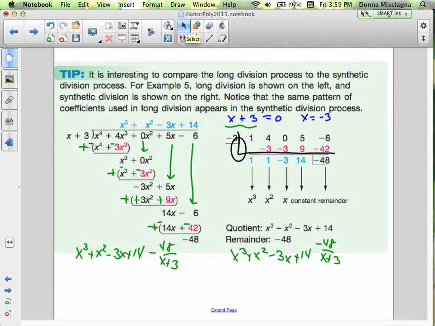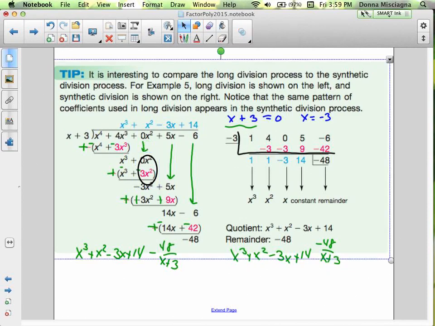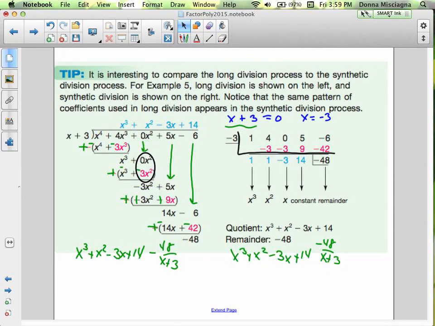There it is in the synthetic. Actually, probably make my oval a teeny bit bigger. Here it is on the long. There it is in the synthetic. We go down one more row, 5 and 9. And then negative 6 and negative 42.